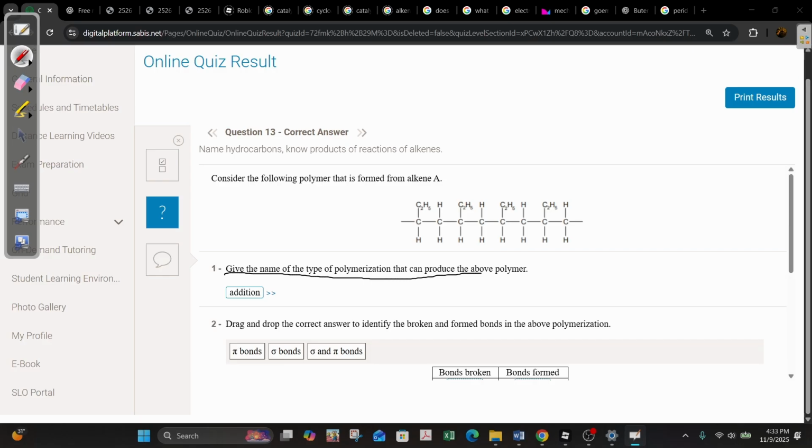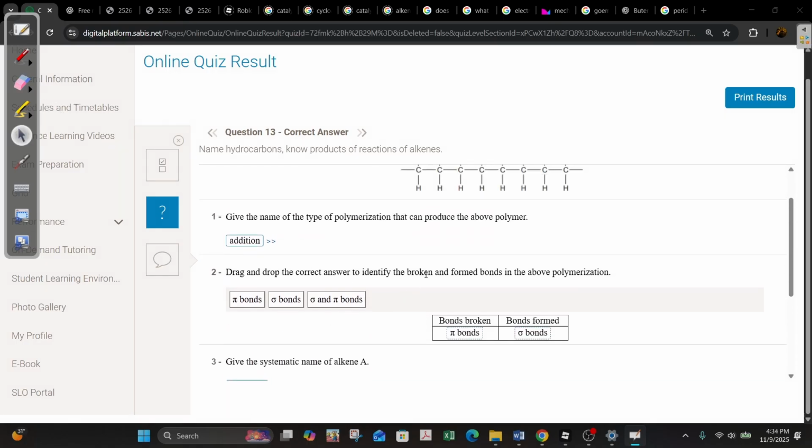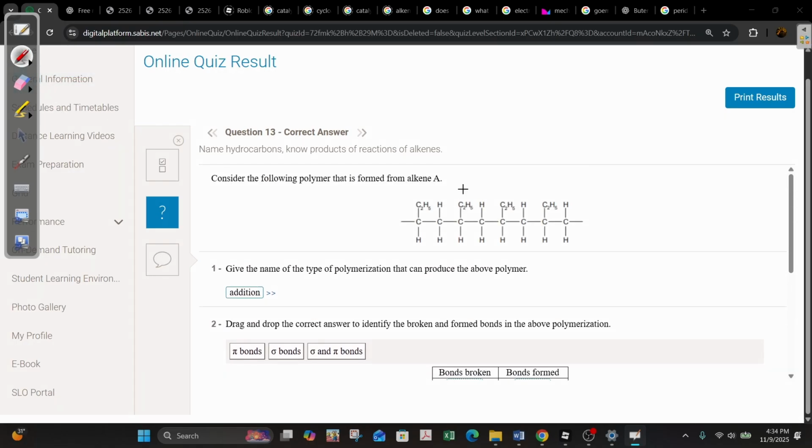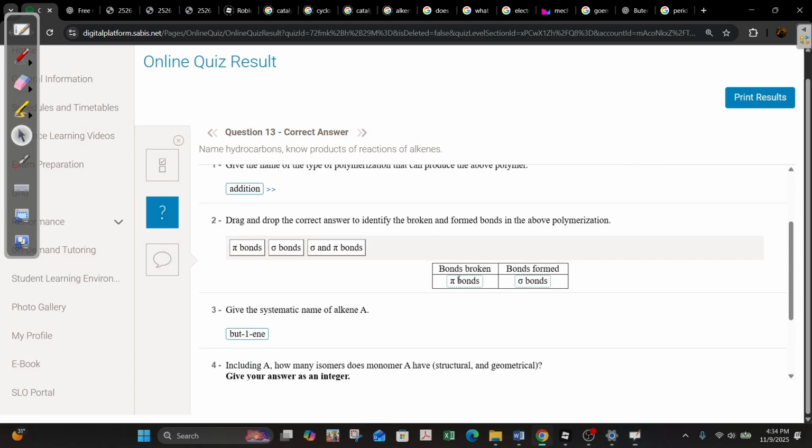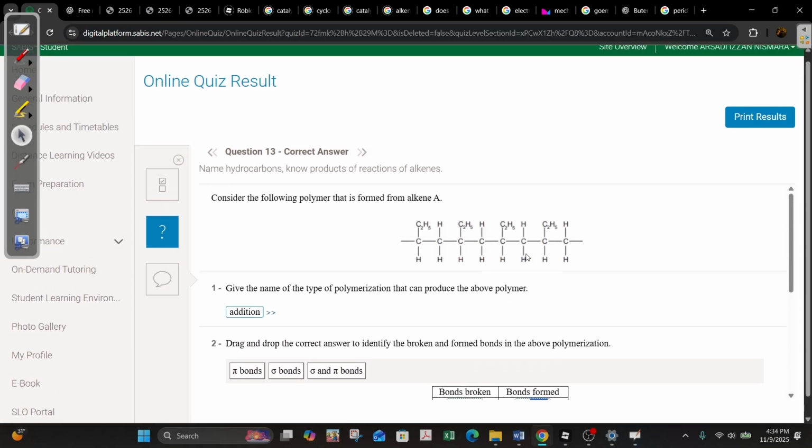Give the name of polymerization produced. Okay, so there are new products formed. If more units are being added, that's going to be addition polymerization. Bonds broken between the above: the original had C double bond C, right? One pi bond is broken, and two sigma bonds are formed, one on each side. So pi bonds are broken and sigma bonds are formed.